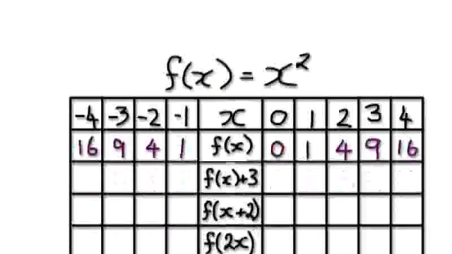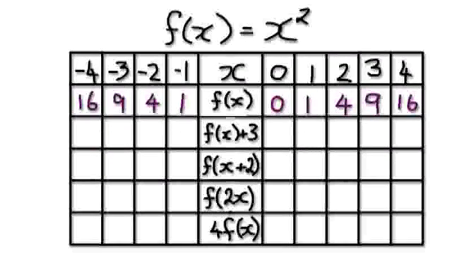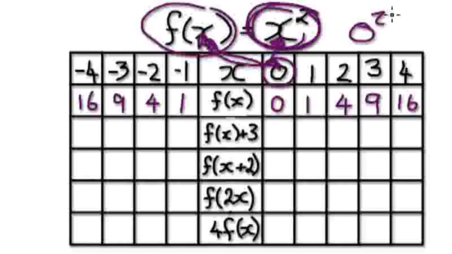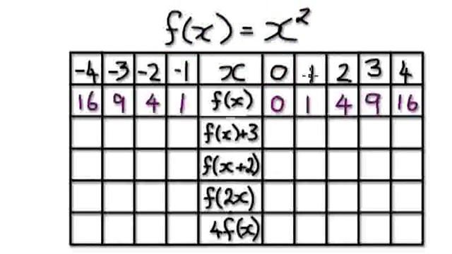Okay, let's say you've got a function f of x defined as x squared. Now, if you put a zero into this x here, then the whole f of x will become, well, when you put zero into this x, it's like putting zero into this x here. So the whole thing will be zero squared. Zero squared is zero. So when x is zero, f of x will be zero.